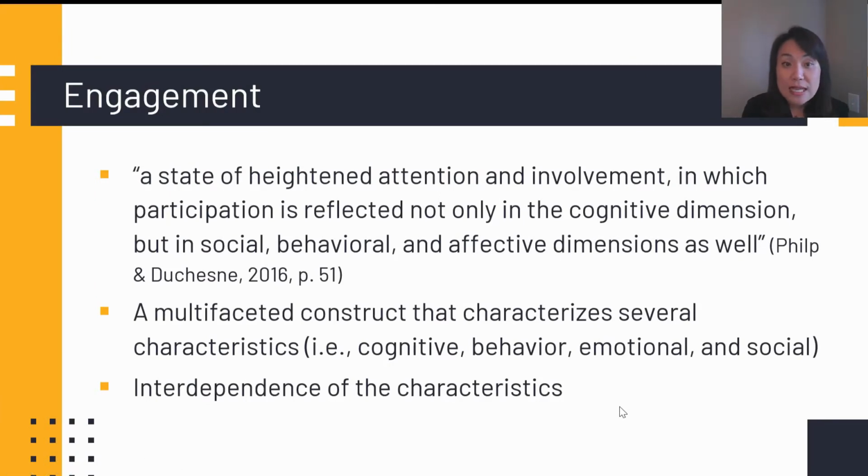Engagement refers to a state of heightened attention and involvement in which participation is reflected not only in the cognitive dimension, but in social, behavioral, and affective dimensions as well. And Philp and Duchesne's work is widely addressed here. According to them, they highlight the multifaceted construct of task engagement, and they highlight the interdependence of these characteristics: in other words, cognitive, behavioral, emotional, and social.